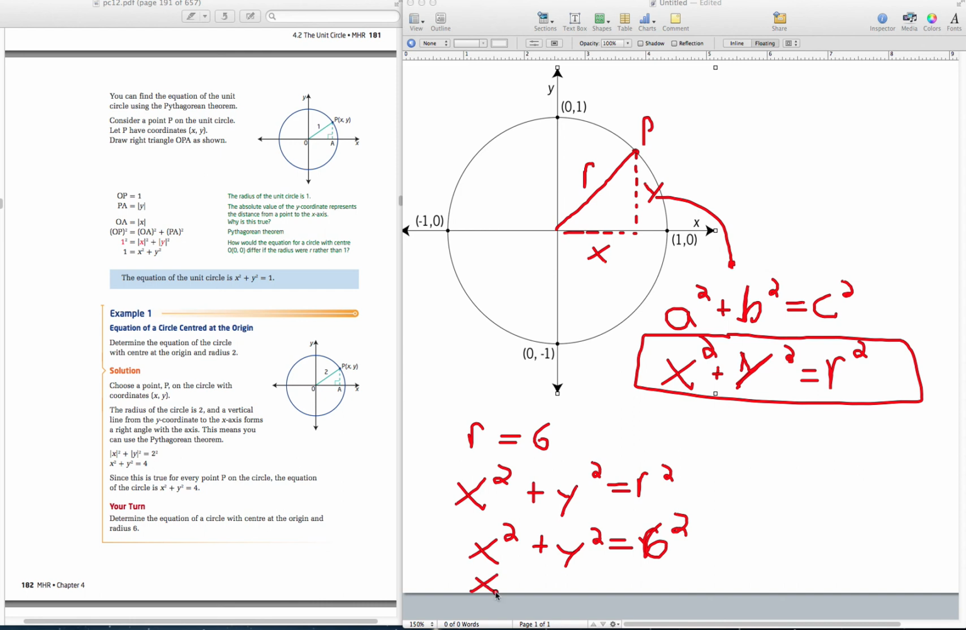I'm going to run out of room. But x squared plus y squared, I can't do those because I don't know what value it is. But 6 squared I know is 36. Okay? So this is the first step we need, using Pythagoras, to figure out what this would be, based on what the radius is. So the next step is let's start figuring out what x and y are.